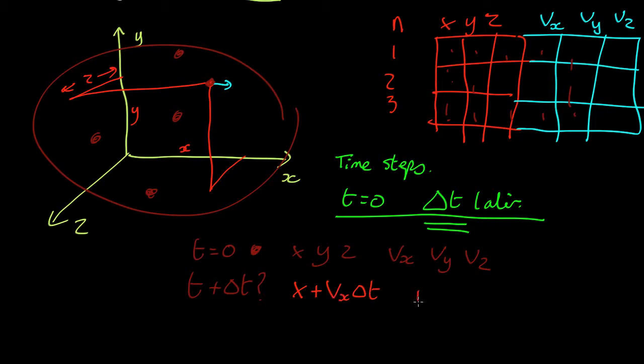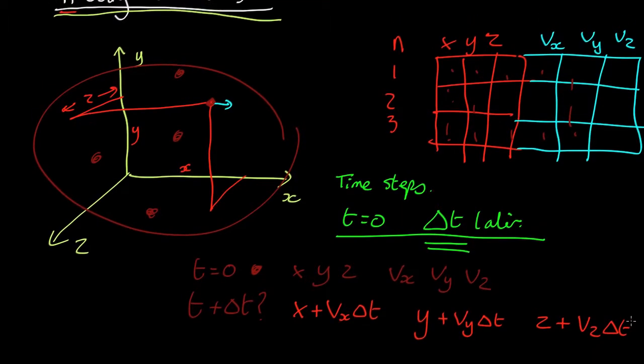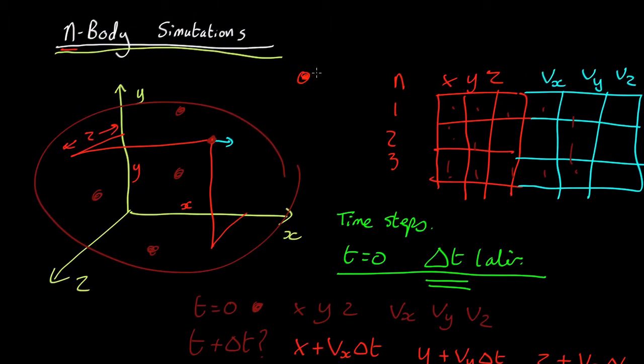Likewise, the new y is going to be the old value of y plus the y velocity times delta t, and the new value of z is going to be the old value plus z velocity times delta t. So that's just saying if the particle is here moving in that direction, velocity in that direction, after a time t, you just take this position, add that position, and it'll be over there. So it's just at each delta t, it'll keep moving like so.